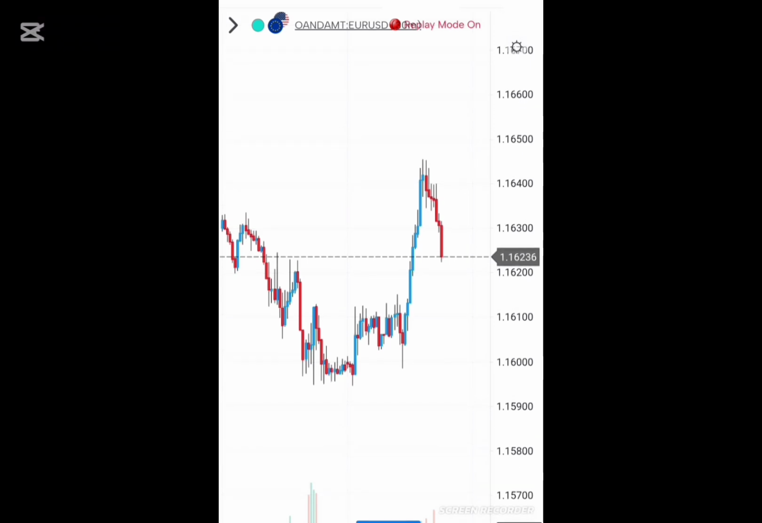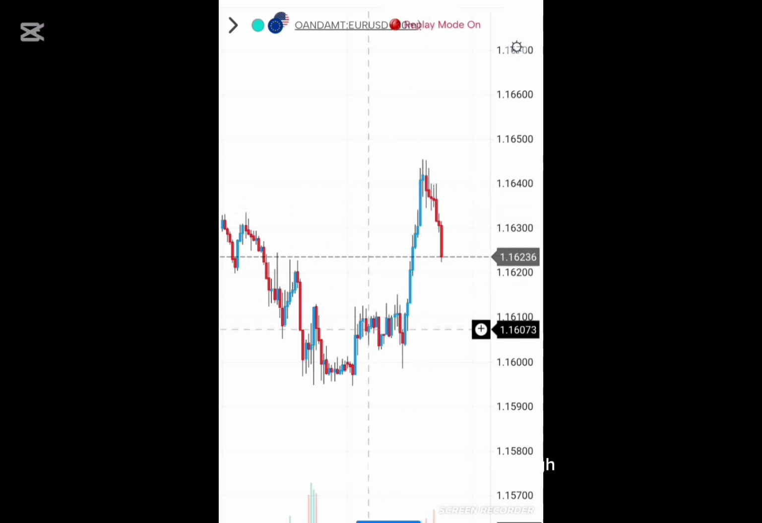demand and supply with the market structure. As you can see, the price originated from this point here, consolidated a bit. This is the sideways price action, then the price initiated towards the upside, but eventually the price is rejecting to move towards the upside, and therefore it has created a supply here. A supply is simply an area of decreasing price action.